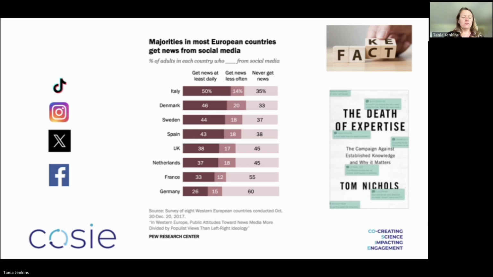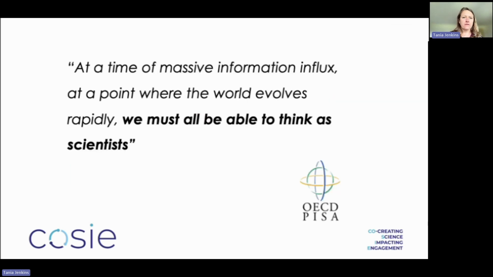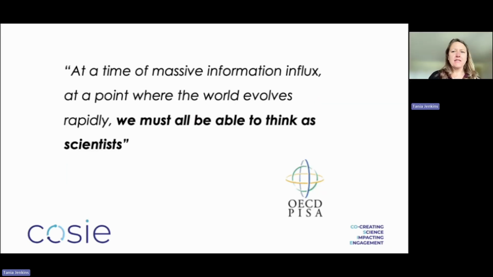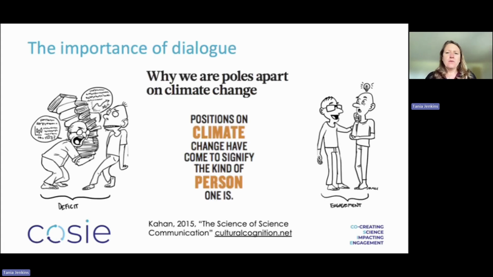So what is the solution to all of this? According to the OECD, we are at a time when we must all be able to think critically as scientists. This means that it is essential that citizens are able to use and apply scientific thinking in their decisions. At a time of massive information influx, at a point where the world evolves rapidly, we must all be able to think as scientists, is what they say. But how do we achieve that?